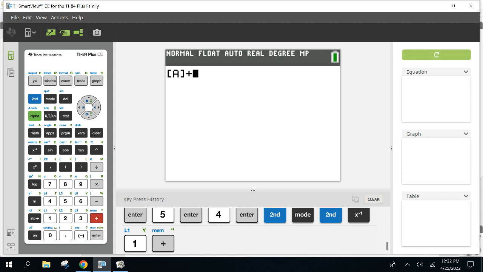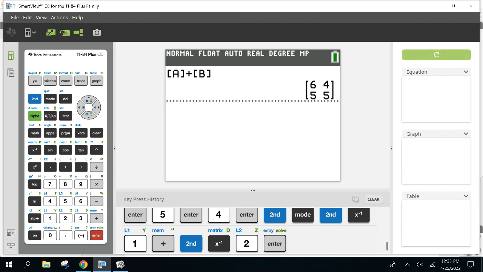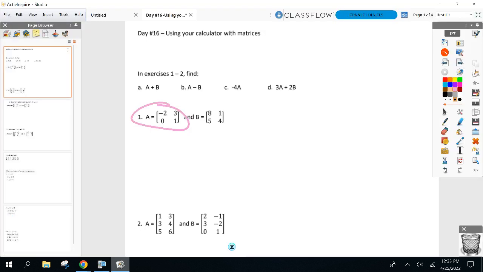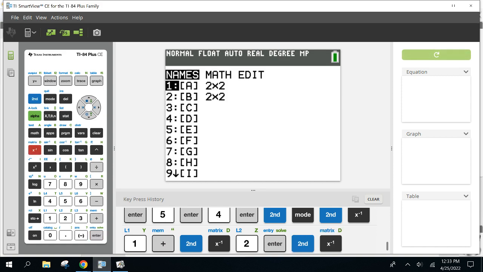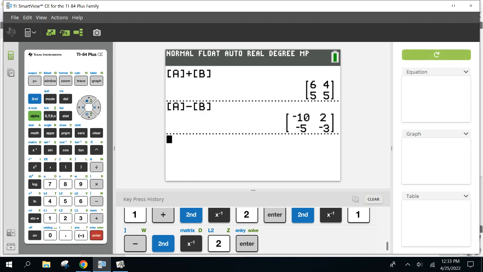Go back to matrix again. And now I need to add that to matrix B. And I'm so sorry, but there it is. Okay, there it is. So 6, 4, 5, 5. And now we could just go ahead and type it all in again, A minus B. So second matrix again, matrix A minus second matrix, matrix B. It'll do all the work for us and give us the new matrix.